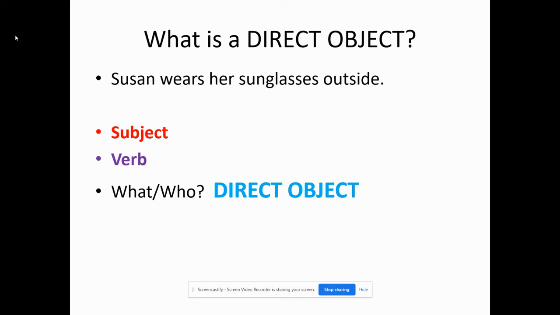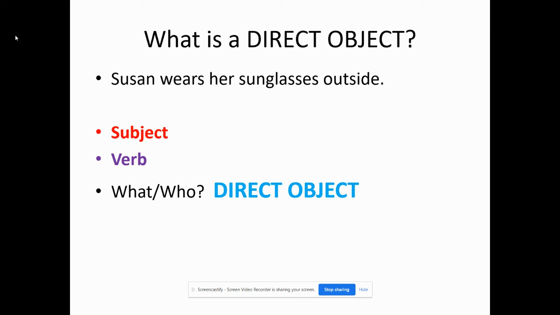So let's again pretend that we have no idea what a direct object pronoun is, even in English, right? So, step one to get our heads around this grammar is to be able to answer that big question at the top of this slide. What is a direct object? Because we won't ever be able to know what a direct object pronoun is or how to use one if we don't actually know what a direct object is. So to figure that out, we're just going to be looking at this very simple sentence. Susan wears her sunglasses outside. Right? Susan wears her sunglasses outside.